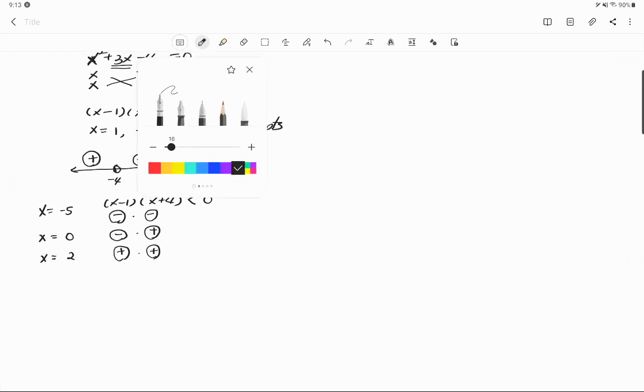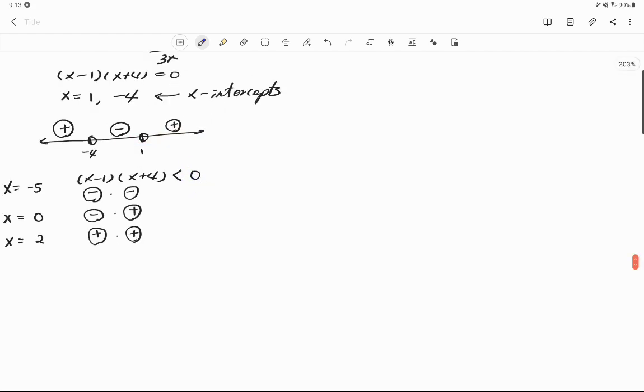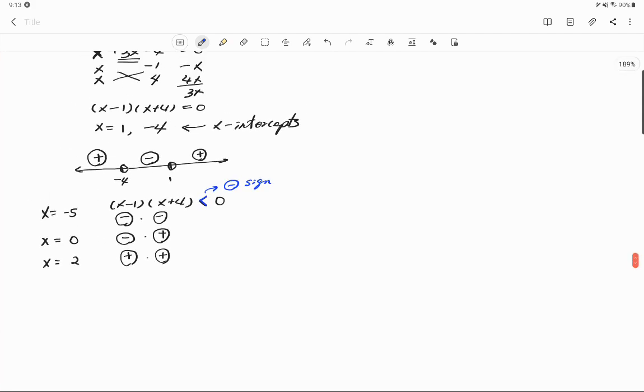So in this case, what are we looking for? Less than 0, right? That means we are looking for the negative sign. So which one has the negative sign? The interval in the middle. So x has to be greater than -4 and less than 1.